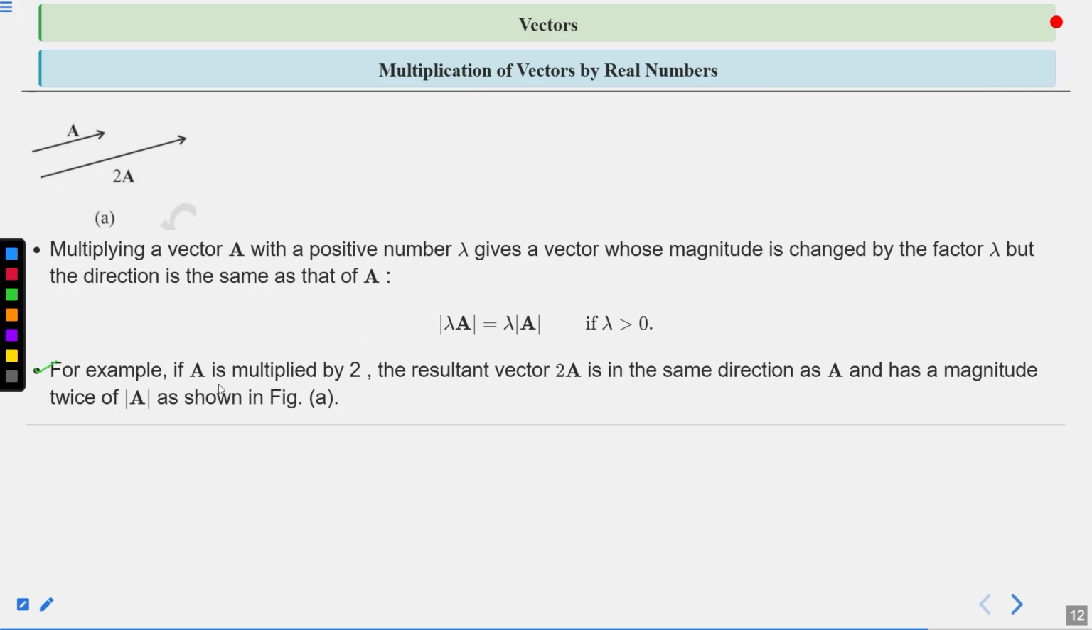For example, if A vector is multiplied by 2, the resultant vector 2A is in the same direction as A and has magnitude twice of mode of A as shown in figure A. Look at here. So this is the term about the multiplication of vectors by real numbers. I hope this is clear.